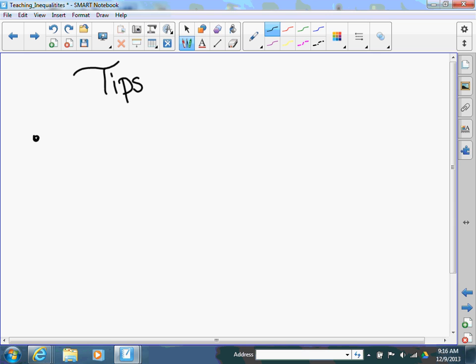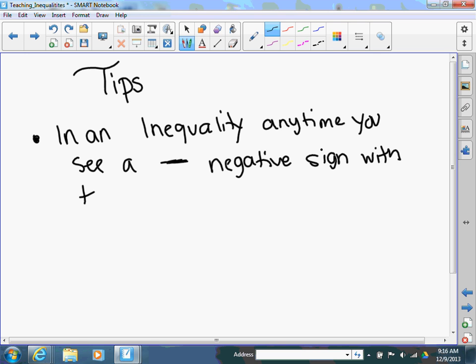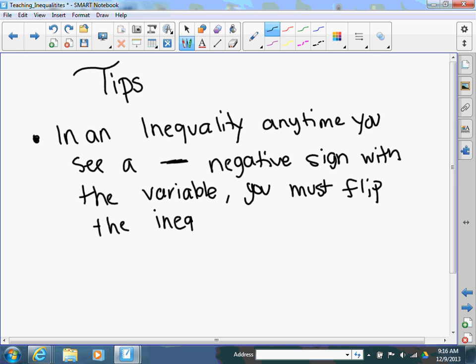I want you to put tips. In an inequality, anytime you see a negative with the variable, you must flip the inequality symbol.